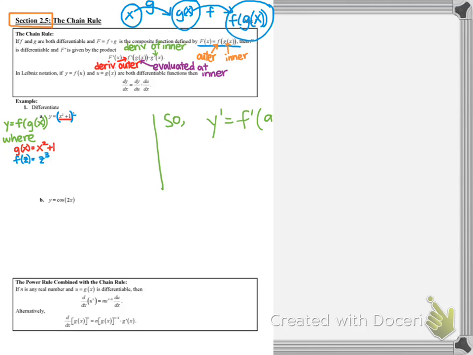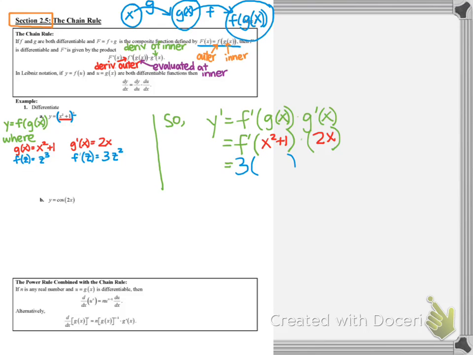So if I'm looking at y prime, I would have to take the derivative of the outer, evaluated at the inner, times the derivative of the inner. So first let's consider the derivative of f would be 3z squared, and the derivative of g would be 2x. So when I'm taking f prime, I need to evaluate that at g of x. g of x is x squared plus 1. I would then need to multiply that by g prime of x, which is 2x.